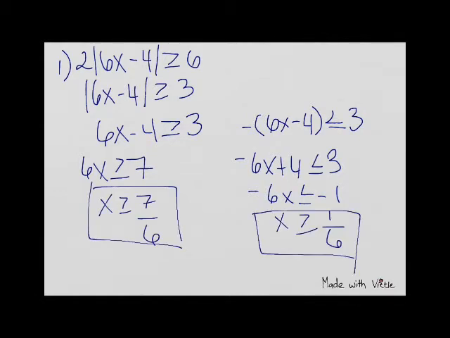Then you divide by 6 on the left side, making x greater than or equal to 7 over 6. On the right side, you divide by negative 6, and you get x greater than or equal to 1 over 6. You flip the sign because you divide by a negative.